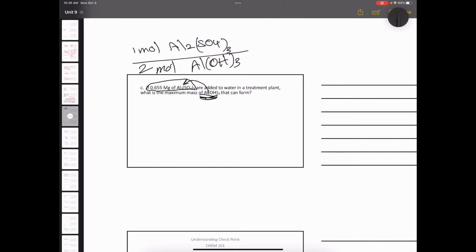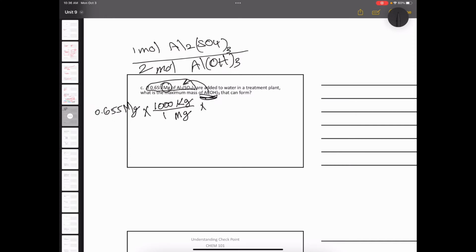So first I'm starting with a megagram. What I need to do is convert that into grams, correct? We said that no matter what unit we're starting with, we have to first convert that into grams. So I'm starting with 0.655 megagram, and I'm going to convert that into kilograms first, right? So I need to have my kg down here and megagram up here. And the megagram equals 1,000 kg.